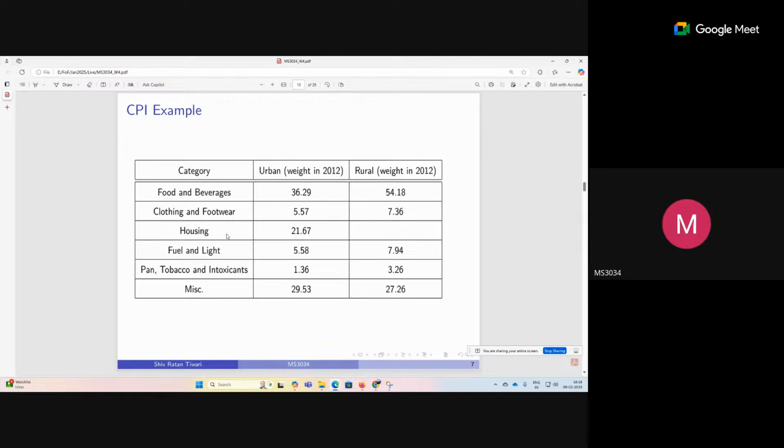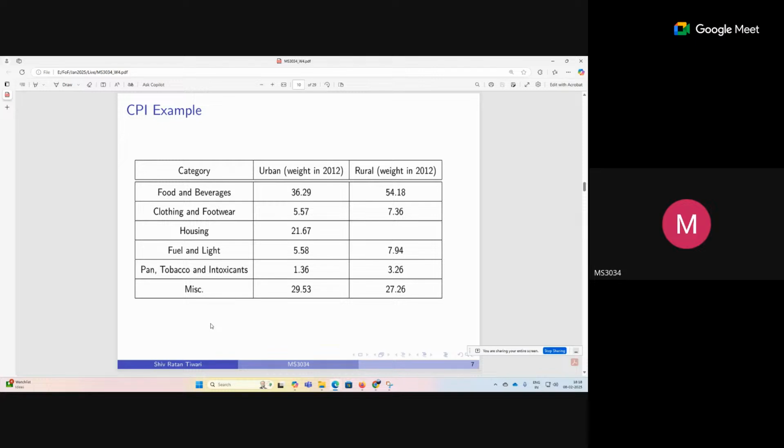Okay. And to get these weights, I think you need to visit the MOSPI website, the Ministry of Statistics and Programme Implementation. I will share the link after the class in the chat.